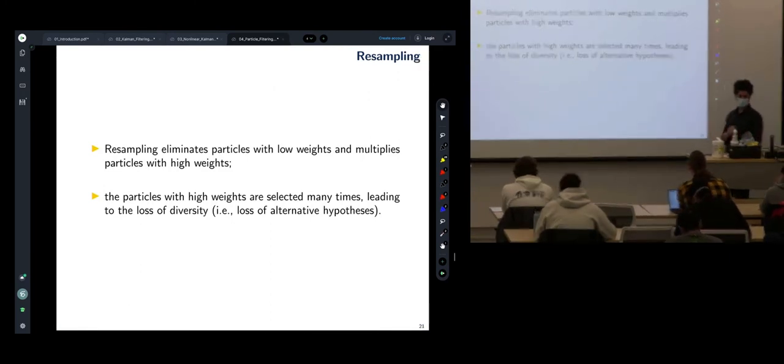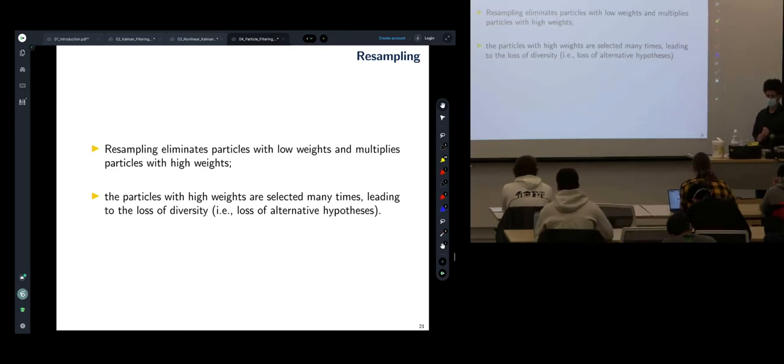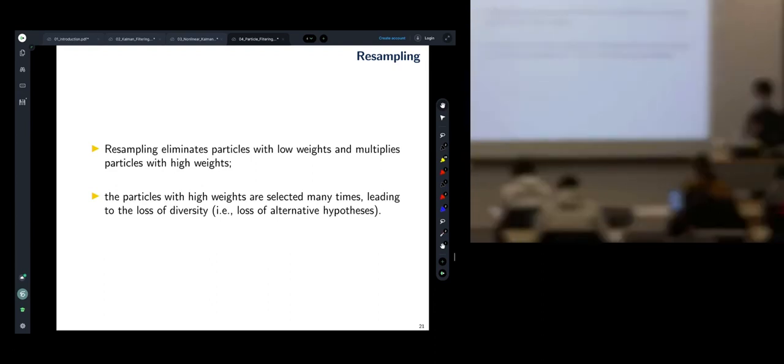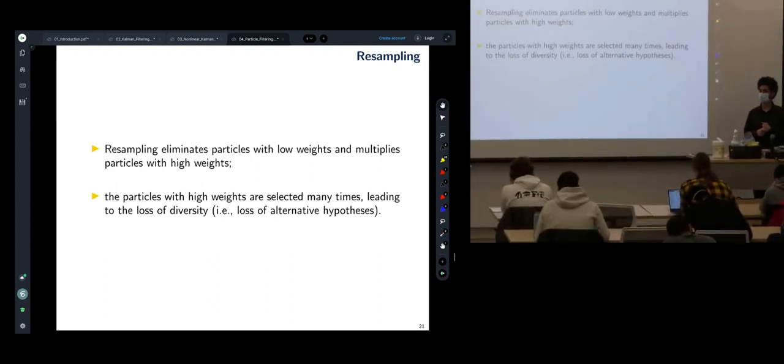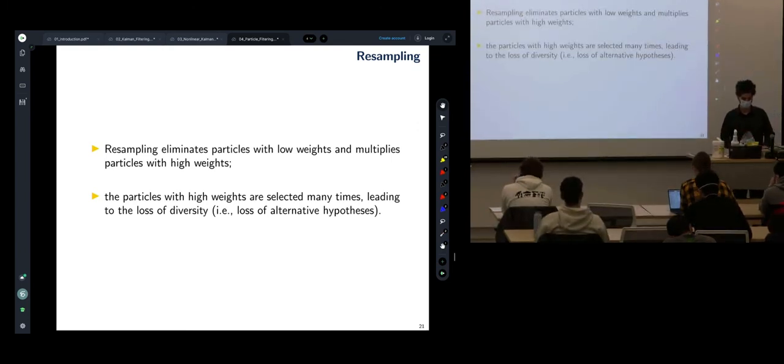So resampling eliminates particles with low weights and multiplies particles with high weights. The particles with high weights are selected many times, and that will lead to the loss of diversity, which is the loss of alternative hypotheses in the filter. Depending on how complicated and nonlinear your problem is, that can cause a serious problem. And if it's not causing a serious problem, this loss of hypotheses, maybe you could solve it with the Kalman filter already, right? That's a sign that maybe it's not that nonlinear.